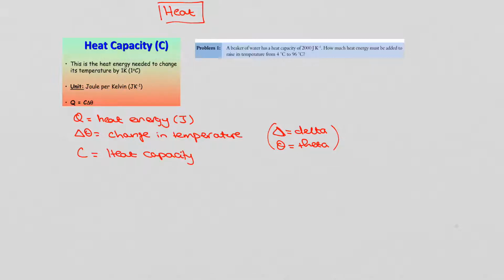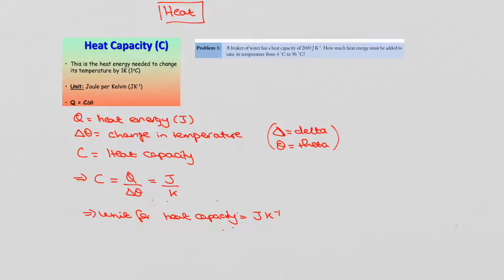Of course, if we're looking at getting the unit for heat capacity itself, that would be Q, the energy, divided by the change in temperature. The unit for energy is joules, and the unit for our change in temperature is degrees Celsius or kelvins. And therefore we say the unit for our heat capacity would be the joule per Kelvin.